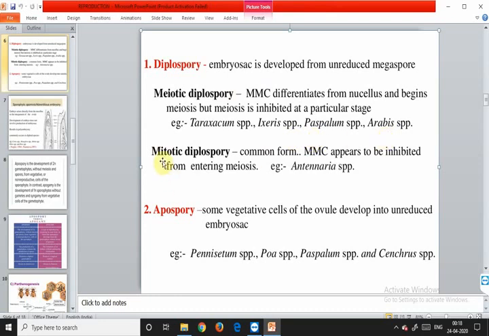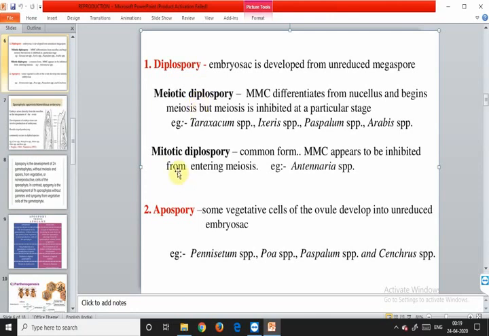The other type of diplospory is the mitotic one. It is more common. In this type of diplospory, megaspore mother cells appear to be inhibited from entering meiosis. In this, the abortion occurs, that is, meiosis starts, but afterwards it declines.